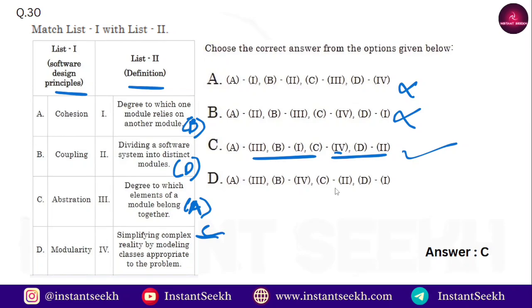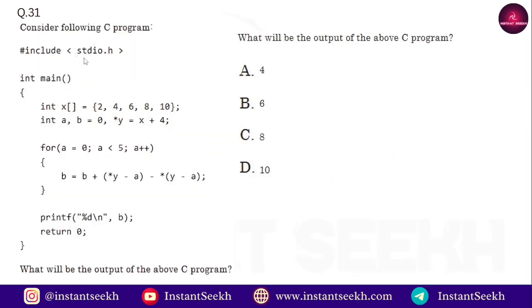Let's move on to the next. Let's start with question number 31. We need to predict the output of the C program. The program is given where we have int x, an array with 2, 4, 6, 8, and 10. Then we have two integer variables initialized with 0, and we have a pointer. Now *y equal to x means it is pointing to the x array, but plus 4 is given, so it will be pointing to the fifth element: 1, 2, 3, 4, 5. So your y is pointing here.